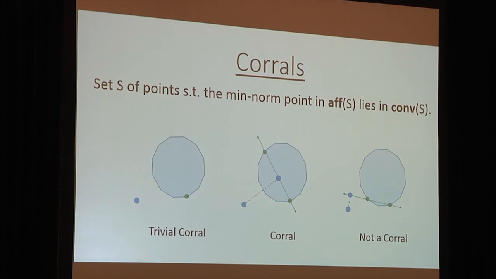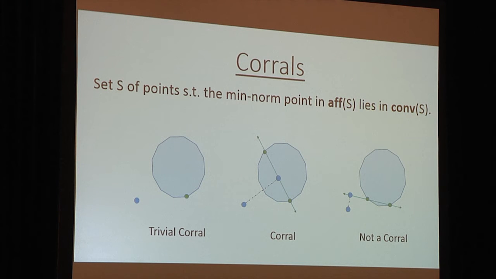Okay, a definition. Wolfe calls a set of points a corral if the following holds. I look at the minimum norm point in the affine hull, and that lies in the convex hull. Note that the minimum norm point in the affine hull can be found in polynomial time. So in some sense, corrals are, by definition, sets where the minimum norm point of the convex hull is easily found. In the picture in the middle, the minimum norm point on that line lies in the line segment. So that's a corral. While in the third picture, that's not true, so that's not a corral.